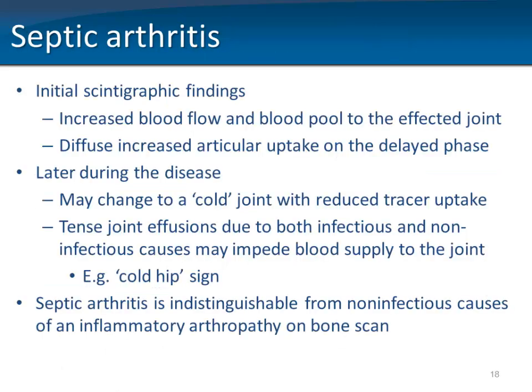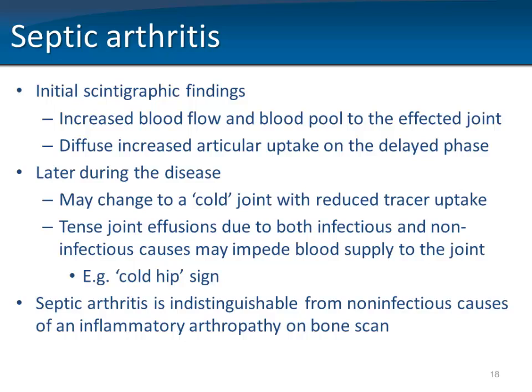So moving away from the osteomyelitis to the septic arthritis, the classic findings you all know: you have increased blood flow and blood pool activity on the affected joint. However, late phase images can routinely show you just diffusely increased periarticular uptake, so not that much to see.